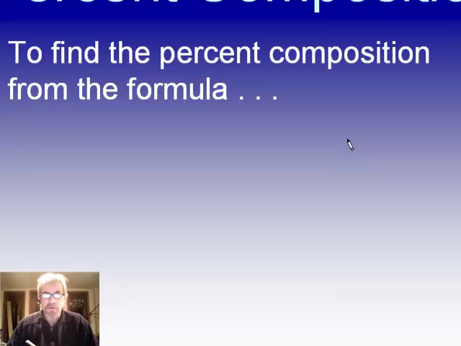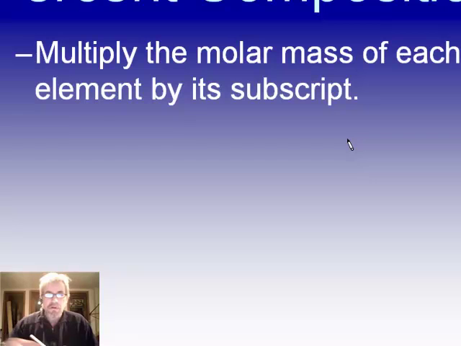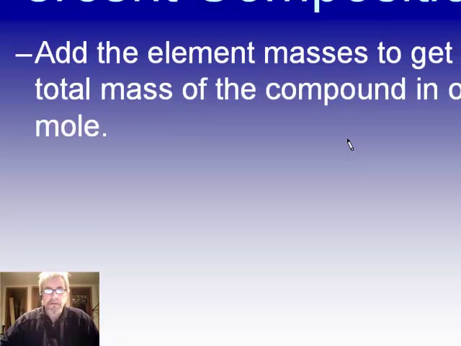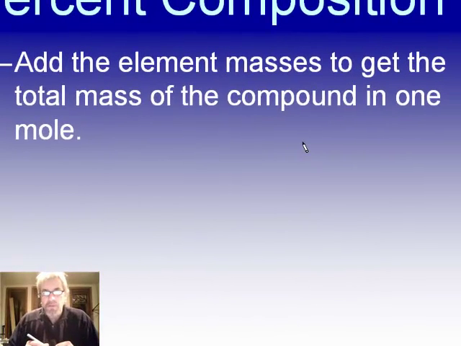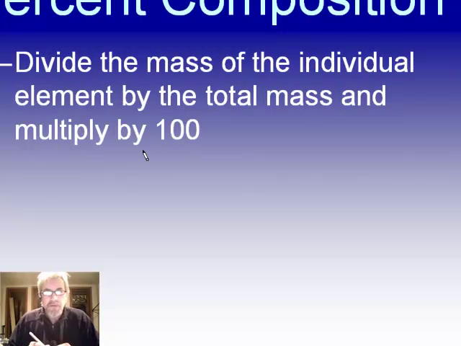Well, to find the percent composition from the formula, here are our steps. The first thing you want to do is multiply the molar mass of each element that's in the compound by its subscript in the compound. Then add all the element masses up. Well, you'll have the total mass of the compound in 1 mole. In other words, you'll have the molar mass of that compound. Then finally, you take the mass of each individual element and divide it by that total mass that you just found, and then change it into a percent.